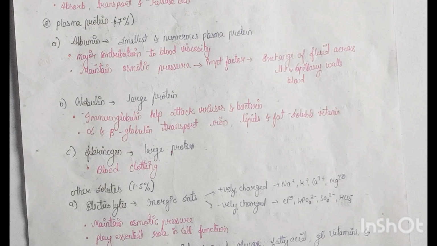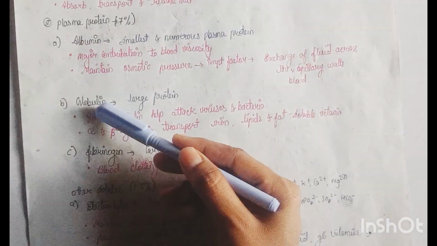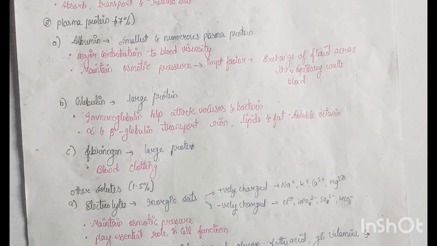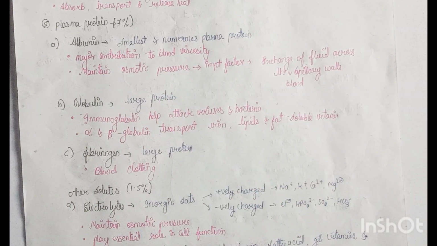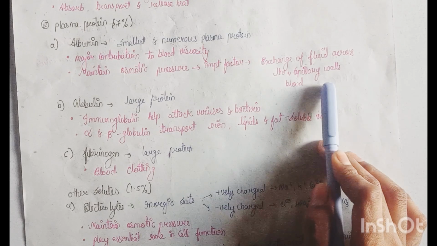These three, albumin, globulin, and fibrinogen, are major contributors to blood viscosity. The first function of albumin is to maintain the osmotic pressure, which is a very important factor for the exchange of fluid across the blood capillary walls.